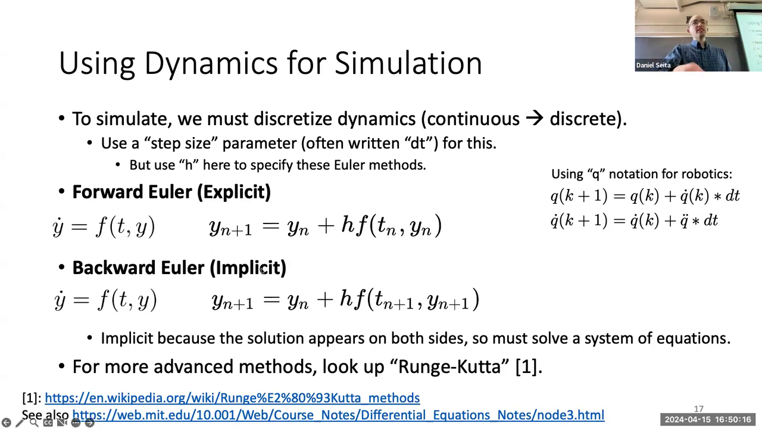So this is called implicit because the thing that you're trying to compute appears on both sides, or you need to have a system of equations to solve. It looks a little more complicated, so it must have some kind of benefit over the forward Euler. Otherwise people wouldn't use it.